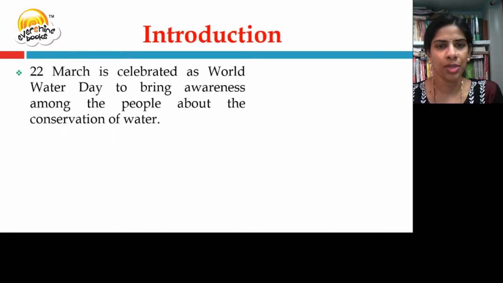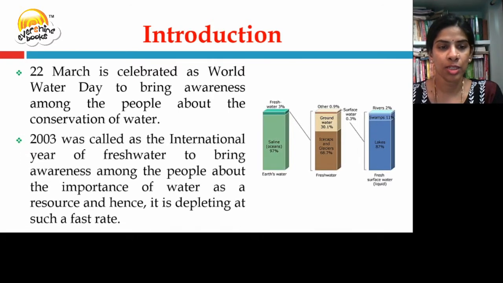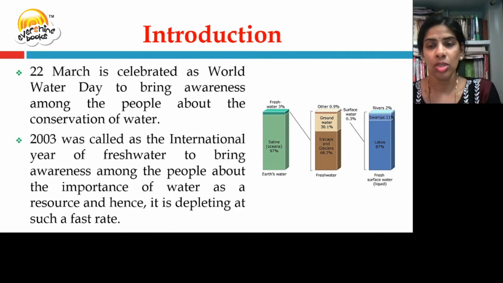22nd March is celebrated as World Water Day to bring awareness among the people about the conservation of water. 2003 was called the International Year of Freshwater to bring awareness among the people about the importance of water as a resource, which is getting depleted at a faster rate. You can see the distribution of fresh water is only 3%, which needs to be used judiciously.